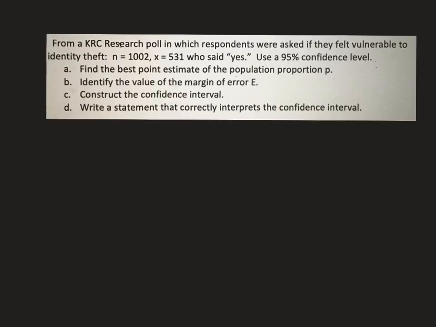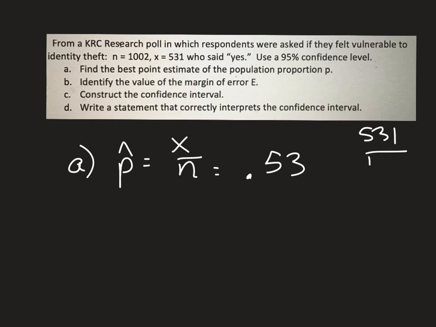From a KRC research poll in which respondents were asked if they felt vulnerable to identity theft, the sample size is 1,002. 531 said yes. Use a 95% confidence level. Okay, let's do the first couple parts here, and then we'll turn the page and do the second two. Part A says find the best point estimate. The best point estimate is p hat. And p hat is always x over n. That's how you're going to find your p hat. So take your calculator, just divide 531 divided by 1,002, and I get 0.53. All right, so that's where that came from. I should have written that down. I did this, 531, x over n, divided by 1,002.